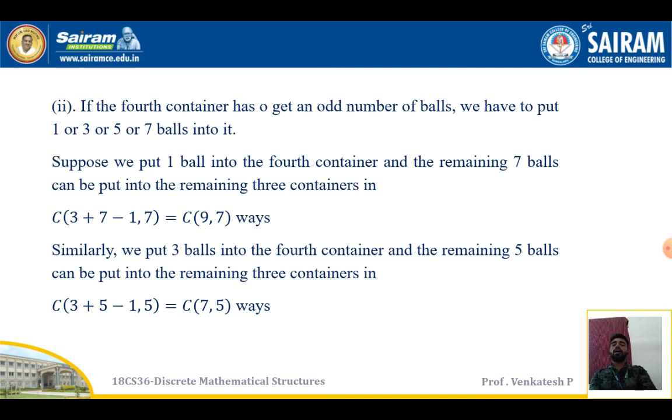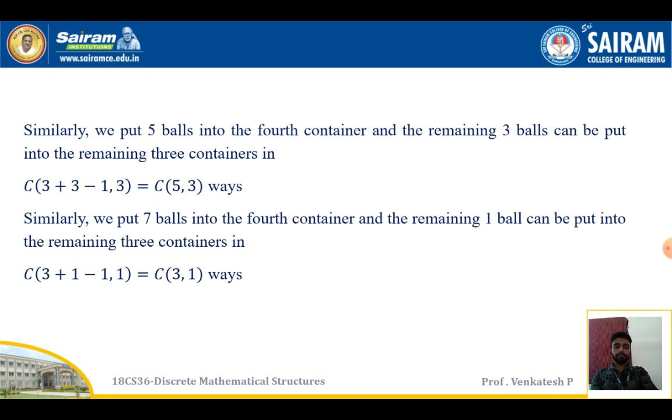The third case is if I put 5 balls into the fourth container. The remaining 3 balls can be put into the remaining 3 containers in C(3 plus 3 minus 1, 3), which is C(5, 3) ways. The last case is if I put 7 balls into the fourth container. The remaining 1 ball can be put into the 3 containers in C(3 plus 1 minus 1, 1), which is C(3, 1) ways.